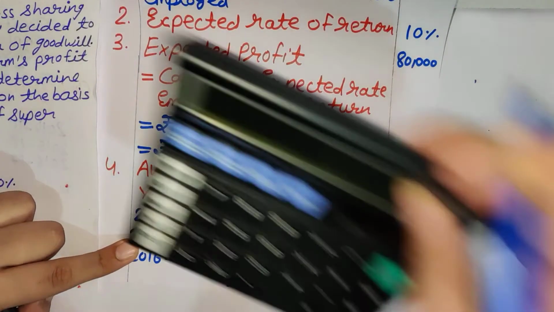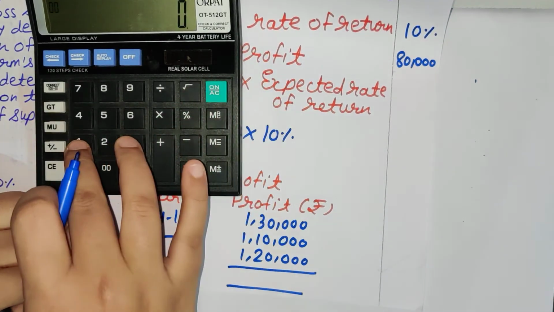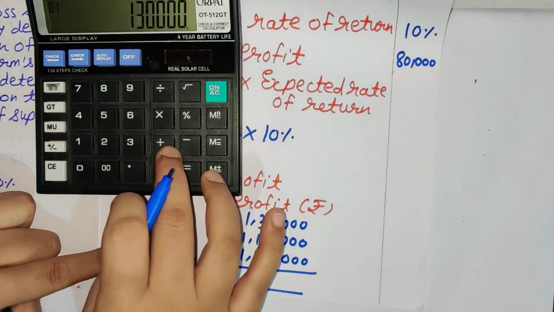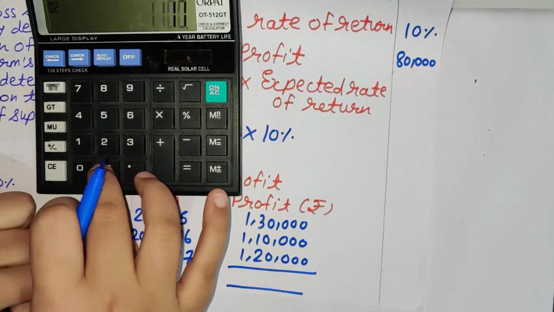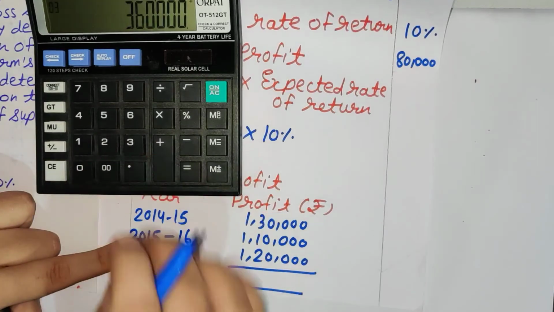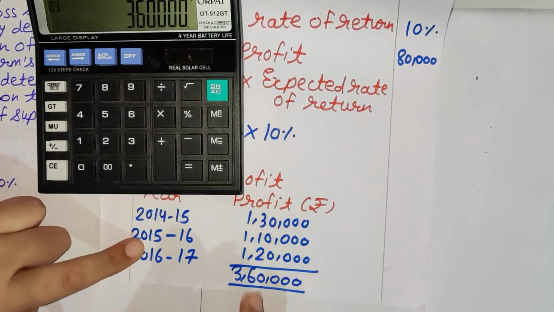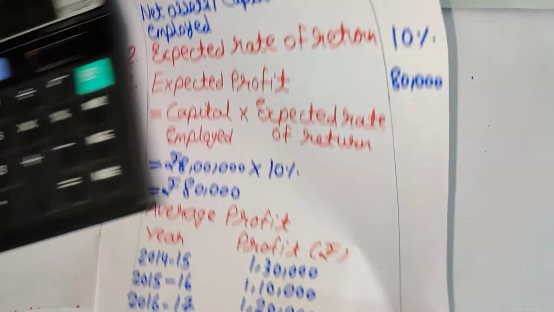So we will do the total. 1,30,000, 1,10,000 and 1,20,000. So 3,60,000. Clear? Now we will write the formula.